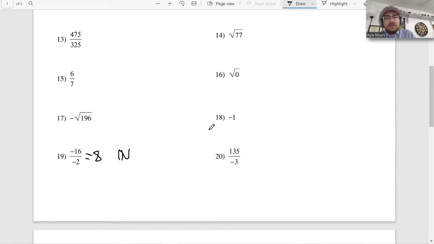So just to show here, let's put natural numbers right here. Natural numbers are 1, 2, 3, all the way out to infinity. Whole numbers are basically just natural numbers plus 0. So whole numbers are just 0 plus the natural numbers. So basically any number that was already a natural number is also a whole number, because all natural numbers are also whole numbers.